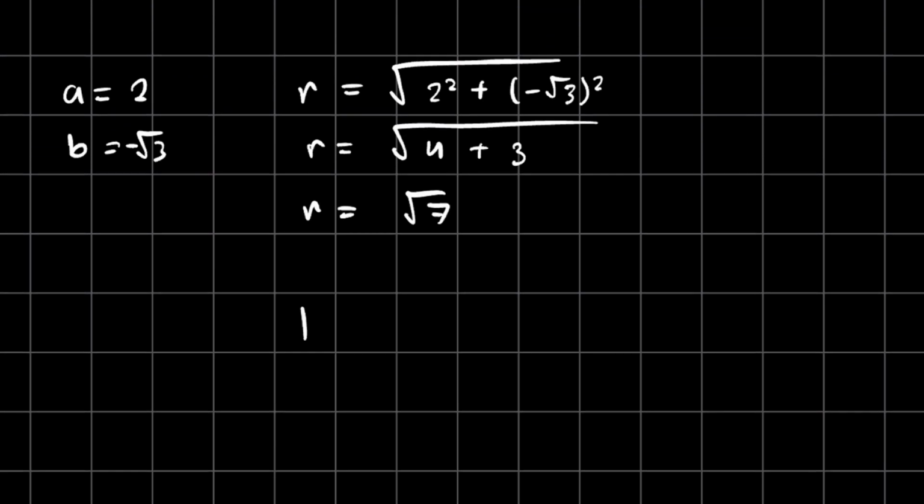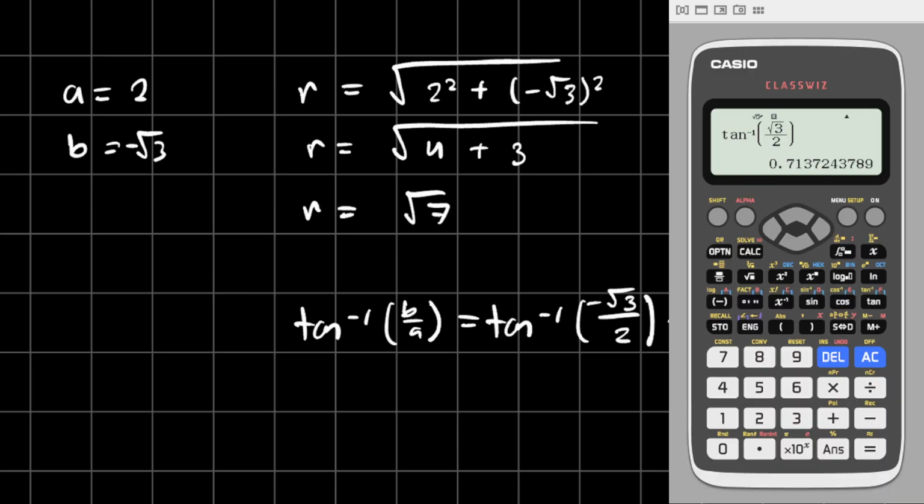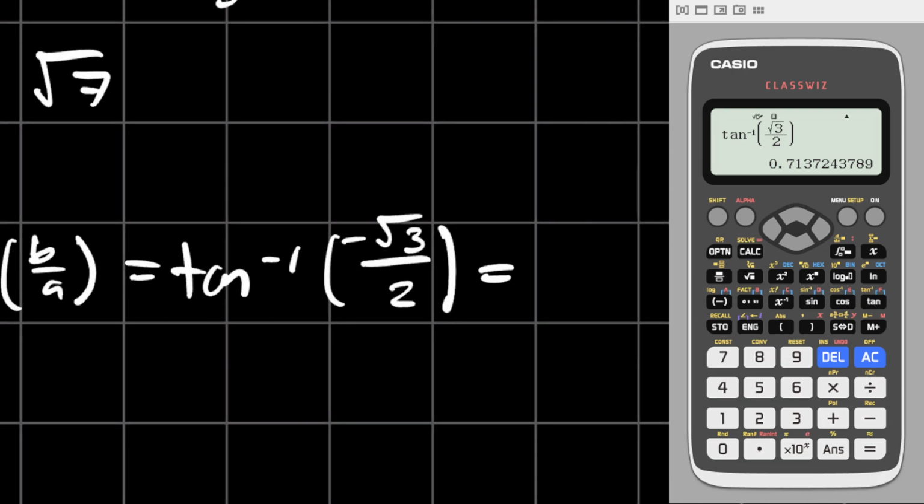Now the angle is going to be tangent inverse of b over a, as we already saw in the earlier video. So a is 2, so it's tangent inverse of minus square root of 3 over 2. And if we take out our calculator, we already did the numbers here. It's basically 0.71. Well, approximate. This is an approximation, you know? So let's just do that.